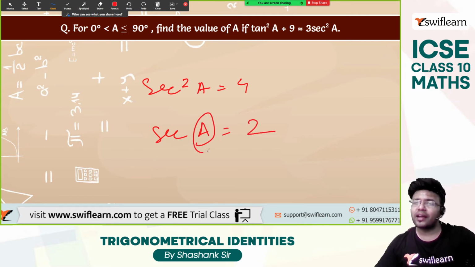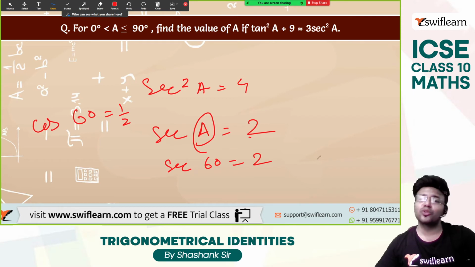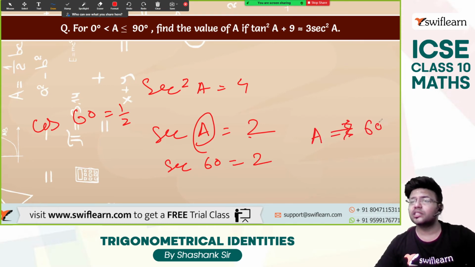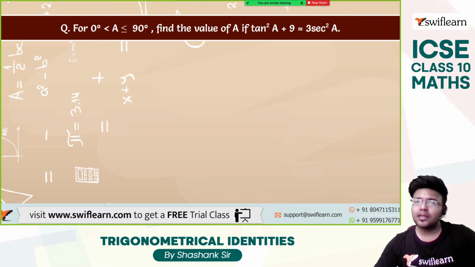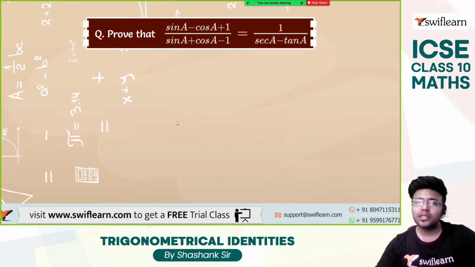Now which angle A will give us 2? We know cos 60 is 1 by 2. So sec 60 is the inverse of that, which is 2. So sec 60 degrees is also 2. This implies A is equal to 60 degrees. Okay, this is the answer. A is equal to 60 degrees.